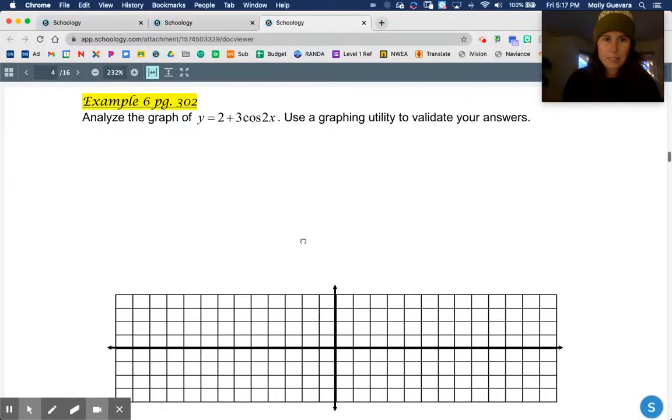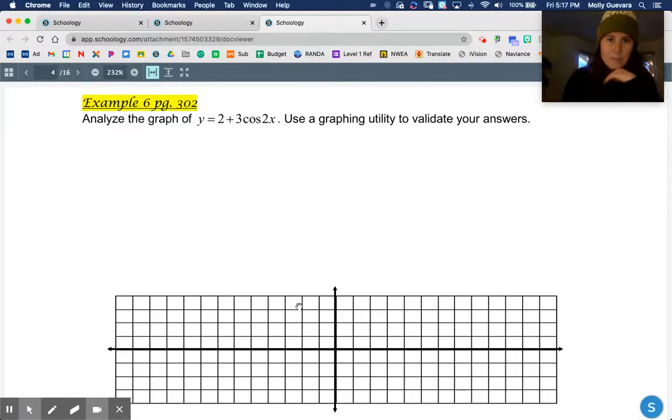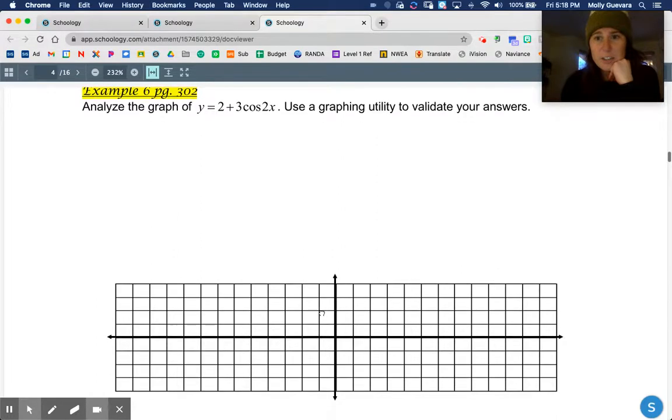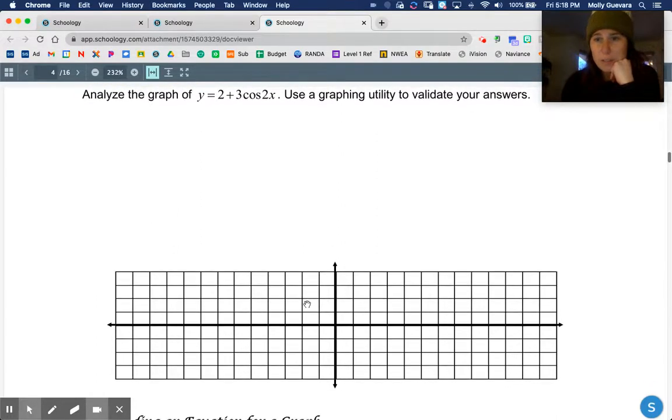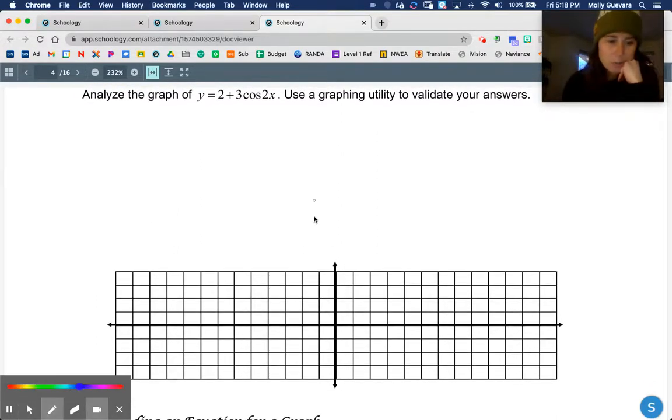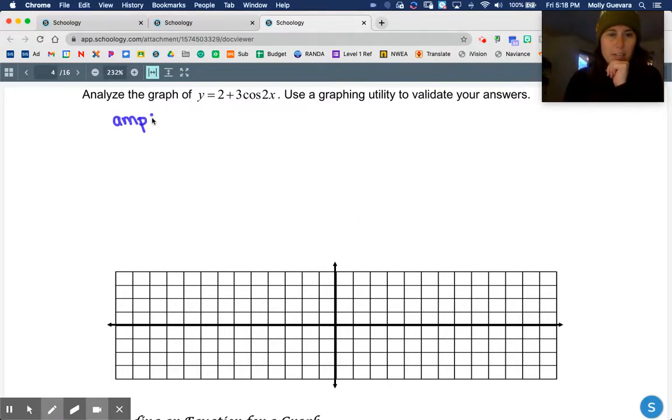Example 6 says analyze the graph of 2 plus 3 cosine of 2x and use a graphing utility to validate your answers. So again, if you want to use a graphing calculator to check your work, you are more than welcome to do so. So we're going to make that list of all the information we know, right? So my amplitude here is 3. That's the number in front of cosine.